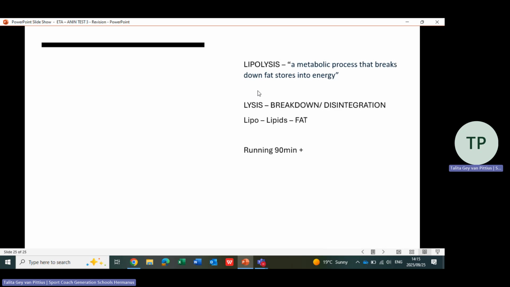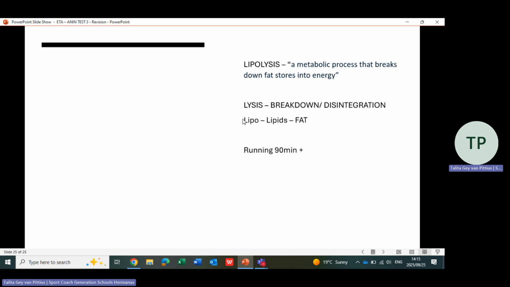All right, also remember what we spoke about. What you need to know, what is lipolysis? We already said when we spoke about glycolysis, we spoke about what glycolysis means. When we say lysis, lysis of this process means breakdown or disintegration, and lipo means fat. So when we say lipolysis, it means breakdown of fat for energy. So when lipolysis is taking place, your body is using fat to burn energy and to make energy.